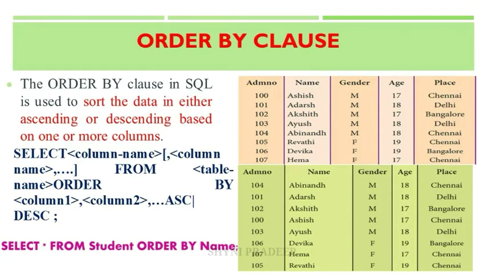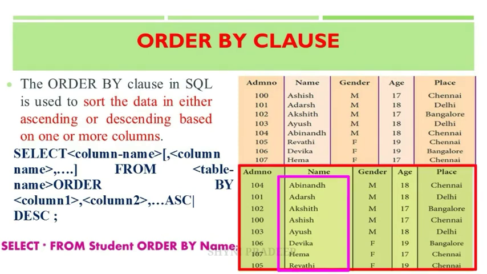Okay. So see this example. If you want to display the students in alphabetical order of their names, give the command like this. Select star from student order by name. Okay. So now all the names are arranged in ascending order.